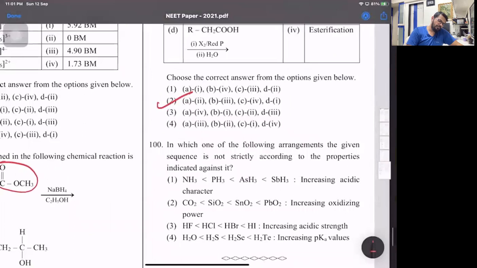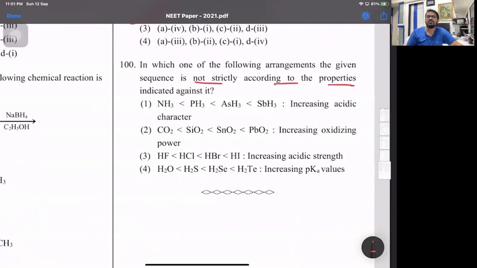And the last one: which of the following arrangements given in the sequence is not strictly according to the properties? Ammonia, phosphine, arsenic hydride, antimony hydride. It says increasing acidic character. True. Is this clear? Ammonia is the strongest base over there, so the acidic character will increase as one goes down. Correct. Carbon dioxide, silica, SnO2 and PbO2, increasing oxidizing power. This is also true because lead will be in plus 4, the highest state, so it's the strongest oxidizing agent. Then HF, HCl, HBr, HI. This is also true, increasing acid strength.